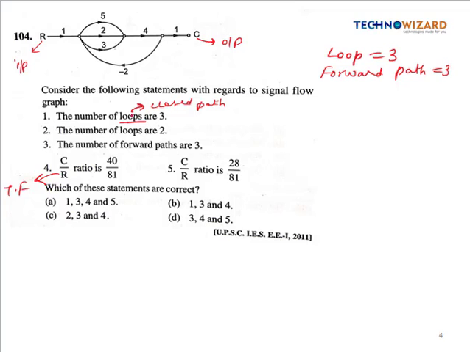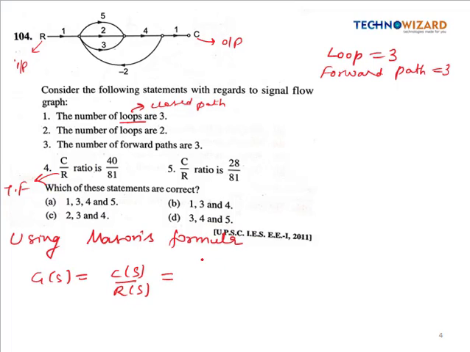So now we have to find out the transfer function. Simply we'll solve using the Mason's gain formula. Basically Mason's gain formula is a technique to reduce a signal flow graph to a single transfer function, which is given by G(s) equal to C(s) divided by R(s), which is equal to summation of P_k delta_k divided by delta.